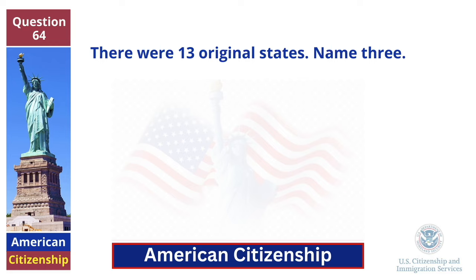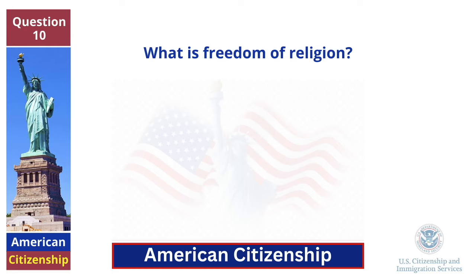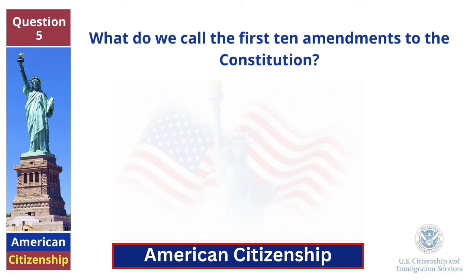There were 13 original states. Name three. New York, New Jersey, and Pennsylvania. What is freedom of religion? You can practice any religion or not practice a religion. What do we call the first 10 amendments to the Constitution? The Bill of Rights.